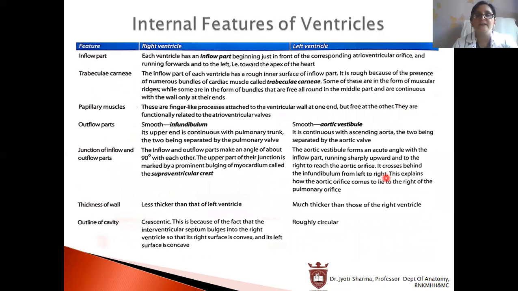Now we will see the internal features of right and left ventricles. First of all, we will see the features which are common in both the ventricles. They are the inflow part, trabeculae carneae, and the papillary muscle.